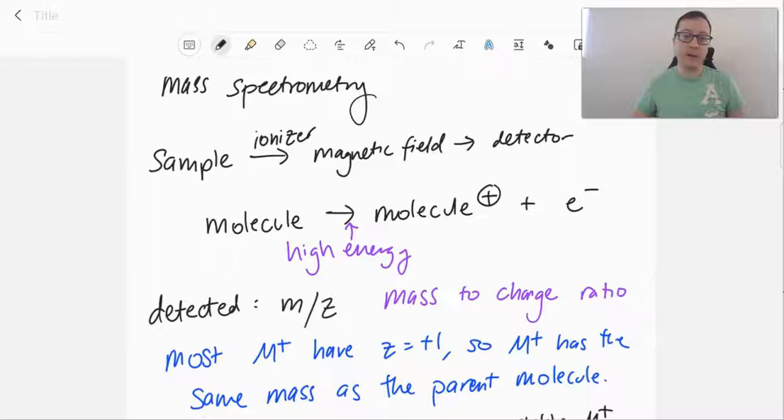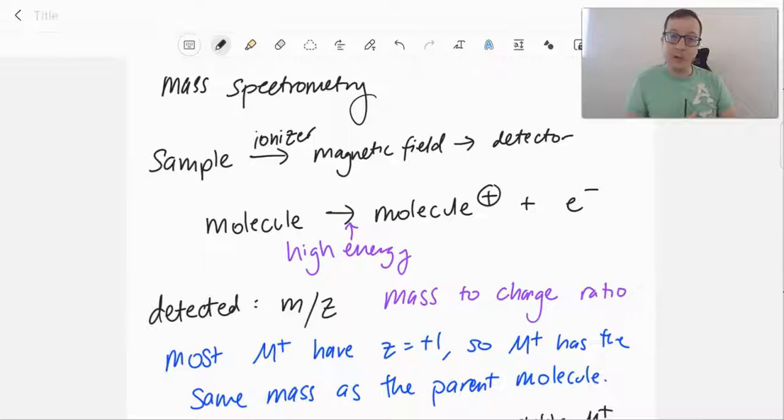In short, a sample is placed into an ionizer. There are various different types for various applications. The ions that are formed are sent through a magnetic field, which will separate them based on their mass, and then those ions will hit a detector and be recorded as a signal. That's what we read out.